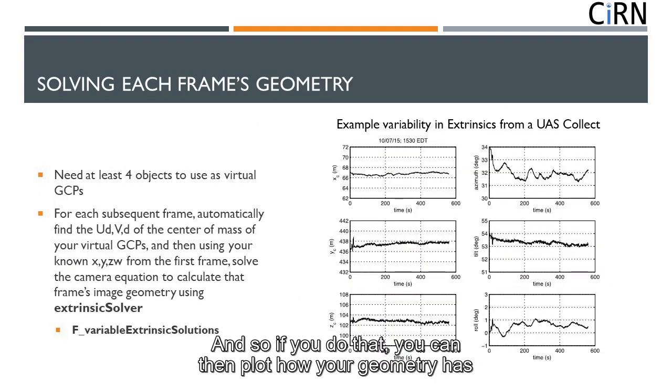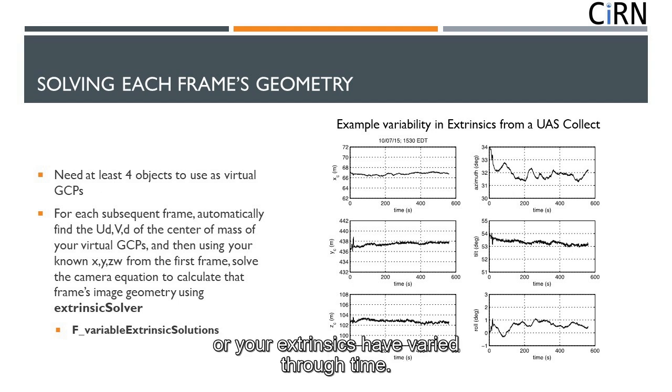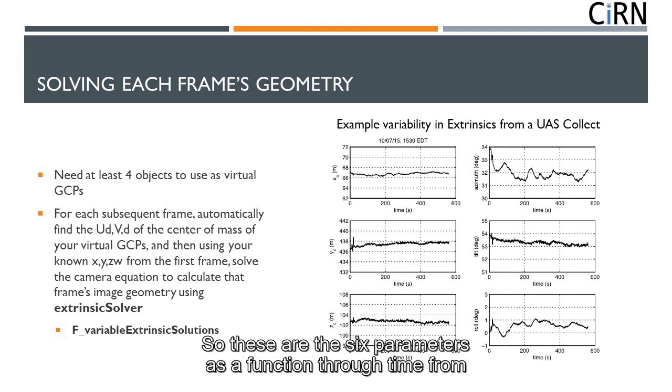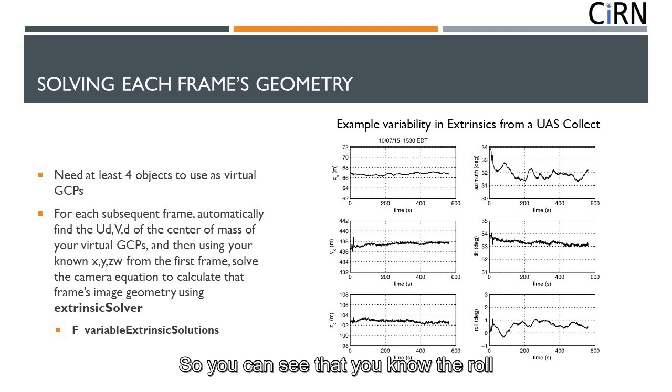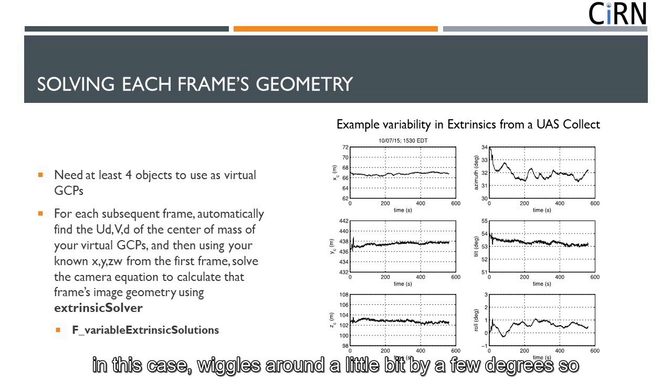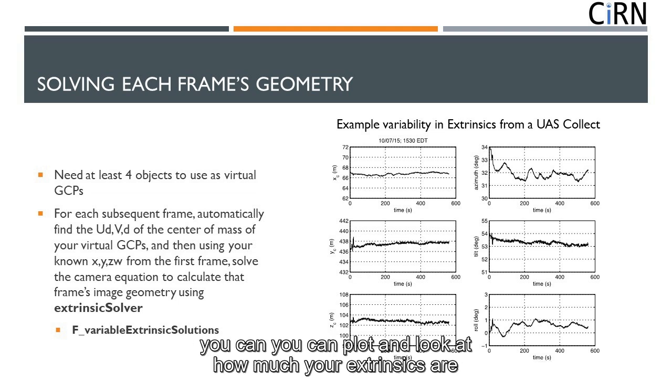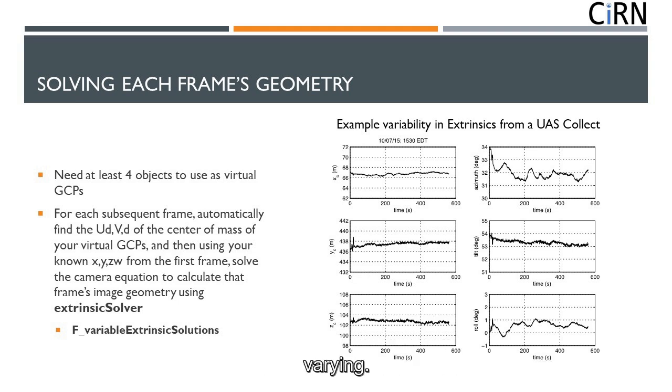And so if you do that, you can then plot how your geometry, or your extrinsics, have varied through time. So these are the 6 parameters as a function through time from a hovering UAV that was just told to go hover in place. So you can see that the roll in this case wiggles around a little bit by a few degrees. So you can plot and look at how much your extrinsics are varying.